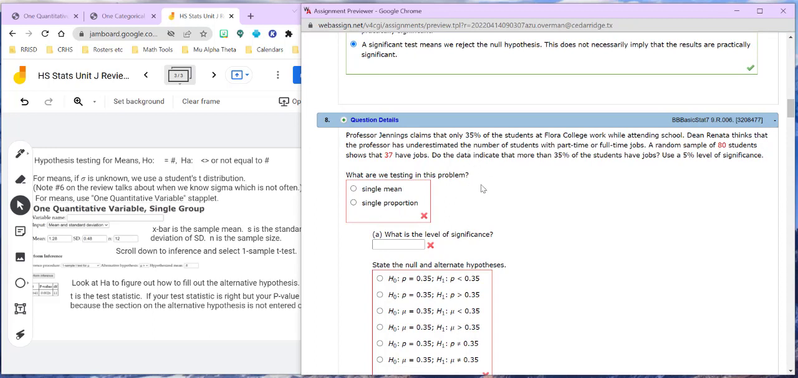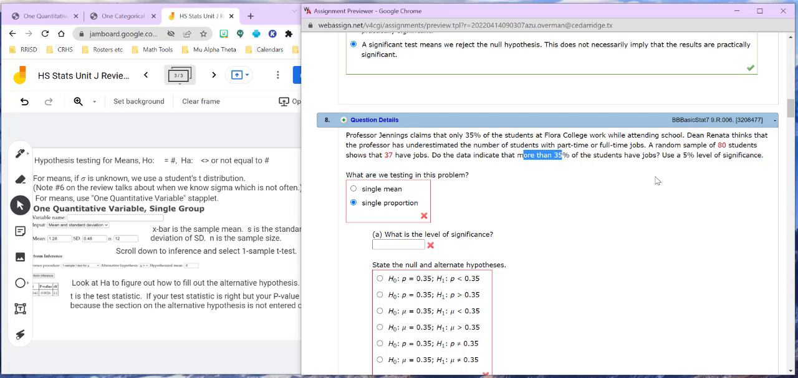So Professor Jennings claims that only 35% of the students at Florida College work while attending school. So you can see the 35%, so I'm thinking it's a proportion. Let me go ahead and continue reading. Dean Renata thinks the professor has underestimated the number of students with part-time or full-time jobs. A random sample of 80 students shows that 37 have jobs. Does the data indicate that more than, we'll have to keep that in mind, of the students have jobs?